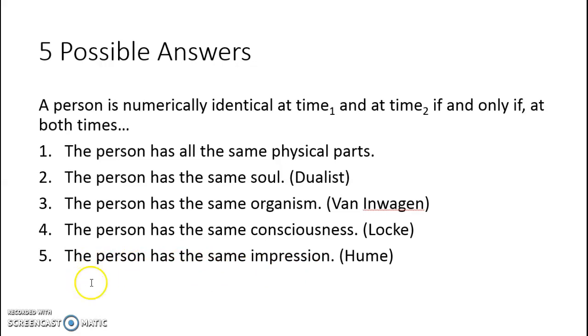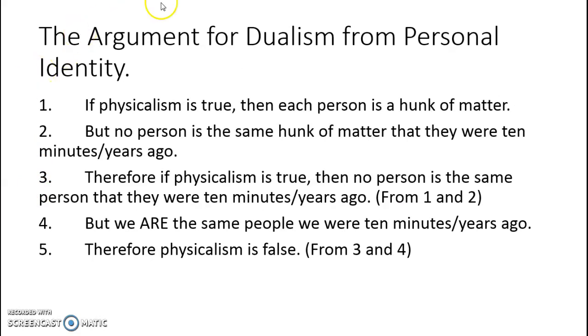Okay. Now, let me review and talk to you about these first 3 views, by reminding you of this argument for dualism that we saw last week. So the first premise says, if dualism is false, that is, if physicalism is true, then each person is just a chunk of matter. Okay, that seems clear enough. If you don't have any soul, any non-physical part to you, then all that there is to you, all that makes you up is just matter, just physical parts. The cells and the molecules and the atoms and the quarks and whatever else there is.